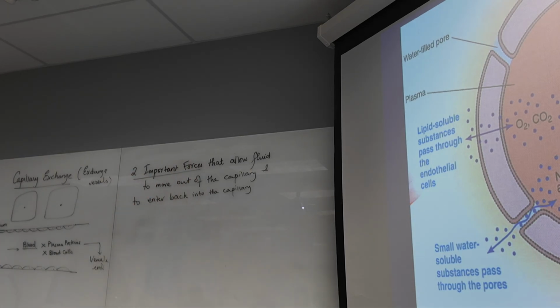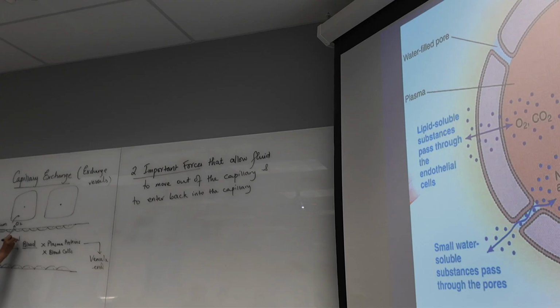Why do I say move out of the capillary and enter back? Remember, when blood enters the capillary, the oxygen in the oxygenated blood has to go out, and this oxygen has to enter the cells. Nutrients. The cells require nutrients. All the nutrients dissolved in the blood have to go out, and then enter the cells. Hormones. You have learnt about hormones. Hormones are transported in blood. They have to move out.